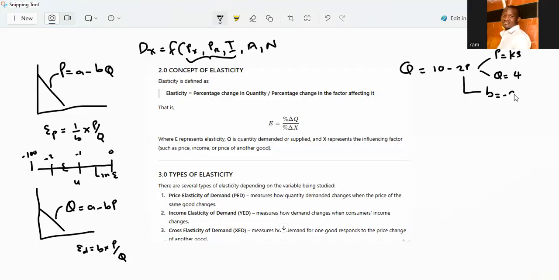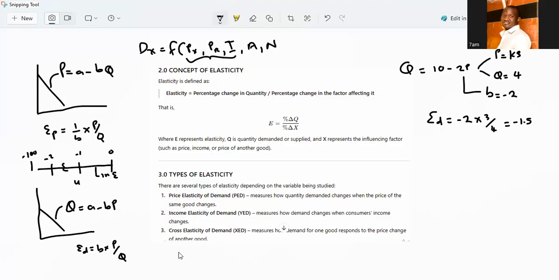So the point elasticity of demand here, using the direct demand function, will be equal to B. B is equal to what? -2 times price. The price is what? 3. And the quantity is what? 4. So here we're going to have -1.5. And our comment in terms of elasticity is that demand is elastic because this is more than 1.